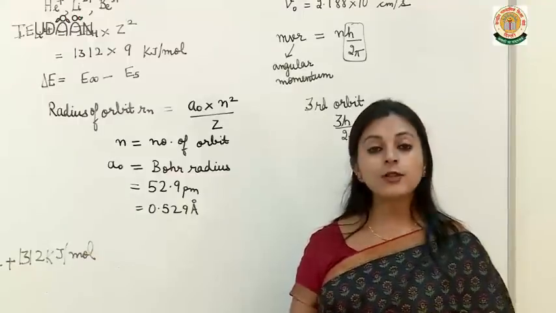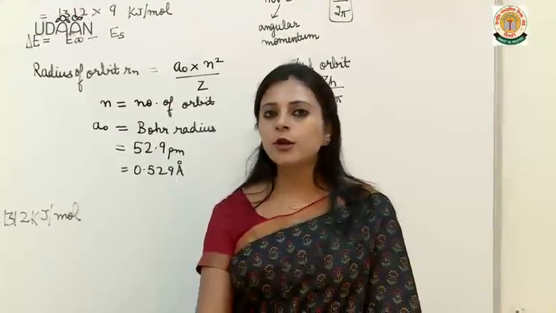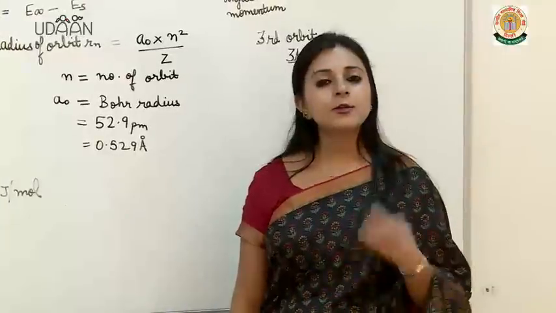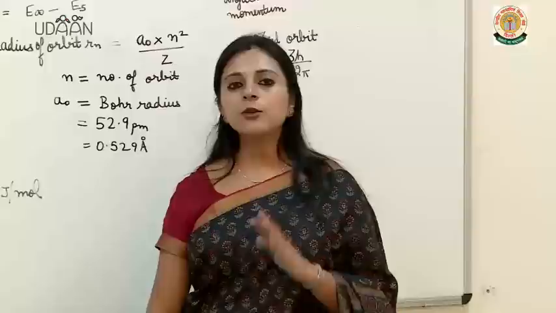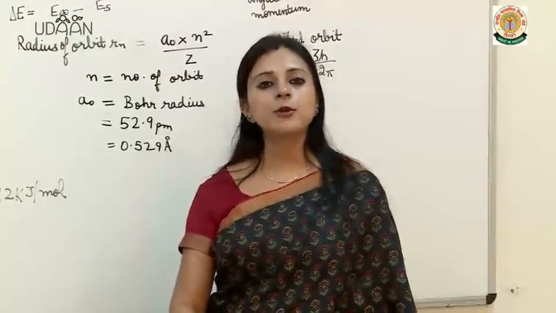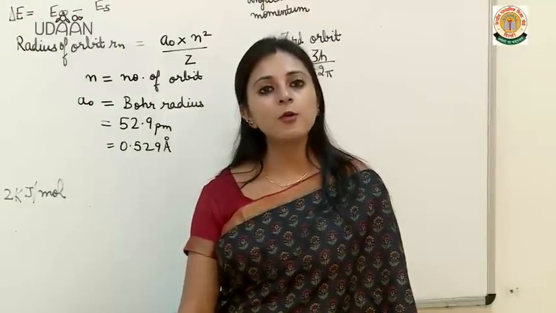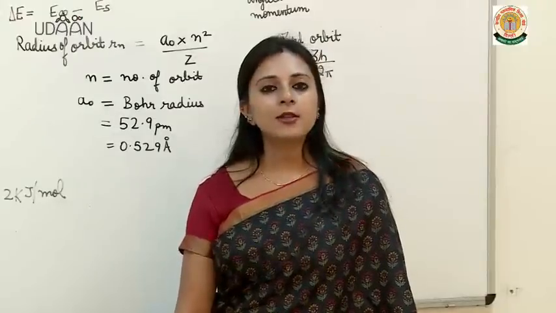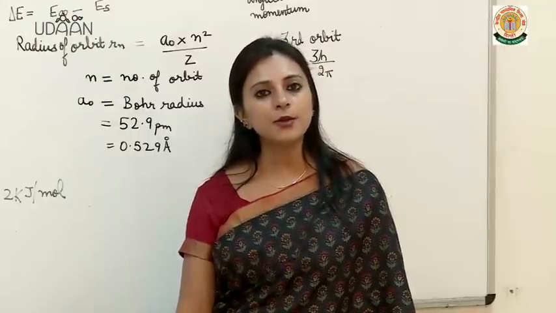Now, what was the limitation of Bohr's model of atom? It could not explain the three-dimensional model of atom, it could not explain the Heisenberg uncertainty principle, it could not explain the de Broglie relationship, and it could not explain the spectrum of multi-electron atoms in which more than one electron is present. Now we will understand the concept of the de Broglie relationship and the Heisenberg uncertainty principle.